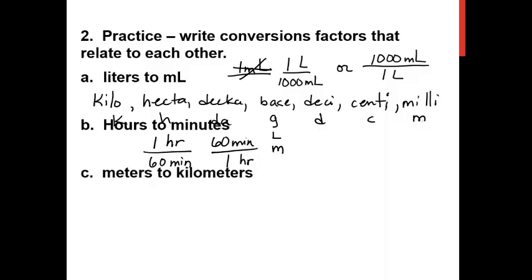Again, let's try another one with our prefixes, meters to kilometers. Go ahead and try this one, and you should get, after you've given it a look, meters here is our base, and we're going to kilo, which is 1, 2, 3 steps away. But now kilometer is the larger unit, so it's going to get the 1. 1 kilometer is 1,000 meters. Or you could say 1,000 meters is equal to 1 kilometer.